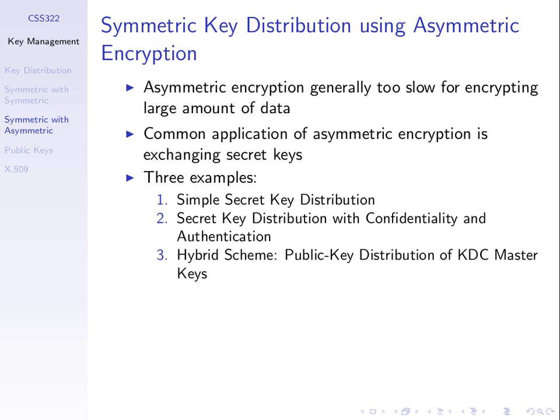Remember that with public key cryptography or asymmetric encryption, we generally don't want to use it to encrypt all of our data. So the idea is for the data we send between A and B, use symmetric encryption. You only use asymmetric encryption when you have a small amount of information to send, because it's too slow otherwise. So, as you saw in your assignment, one way to use asymmetric encryption is to exchange secret keys. Let's go through some examples. One of them you've seen is Diffie-Hellman, but let's go through some other ones.